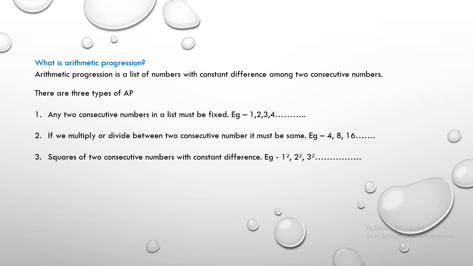If you come to the third type of arithmetic progression, it's similar to the first type, but the square root or square or cube must be the same throughout the list of numbers. That's it. We'll just go to the next page.